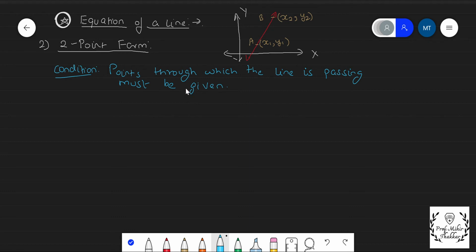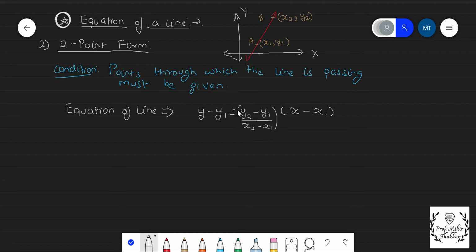So in that case, see how to remember this formula. You don't have to buy this formula, just understand. We say that equation of the line is, see our first formula, it was like this: y minus y1 is equal to m into x minus x1, correct? So what I do is, instead of writing this m, I replace this by the formula y2 minus y1 upon x2 minus x1. Remember this formula for m. So this becomes my new equation of the line: y minus y1 is equal to y2 minus y1 upon x2 minus x1 into x minus x1.